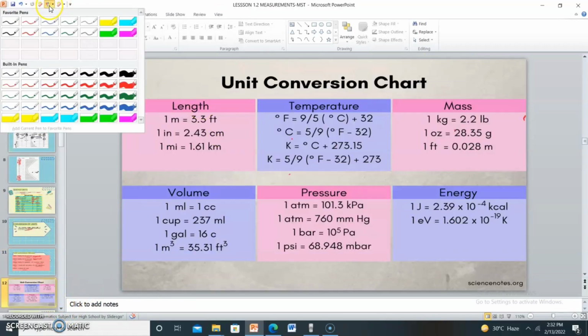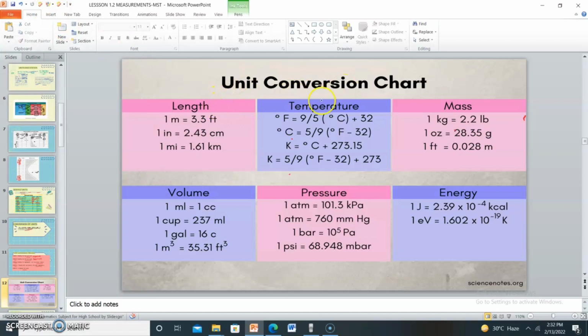This is also an example chart of conversion of units. In length, 1 meter equals 3.3 feet. And 1 inch equals 2.54 centimeters. And 1 mile equals 1.61 kilometers. And temperature in Fahrenheit equals 9/5 times degrees Celsius plus 32. For Celsius, it equals 5/9 times Fahrenheit minus 32.